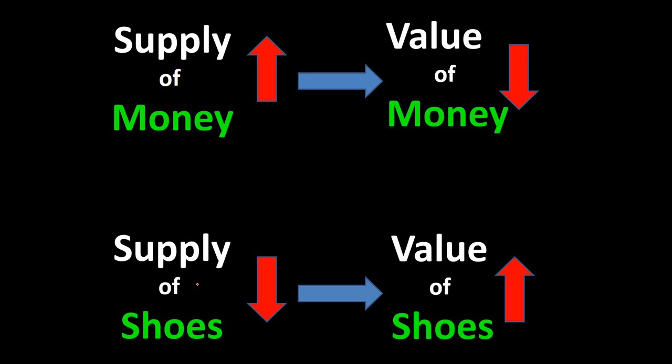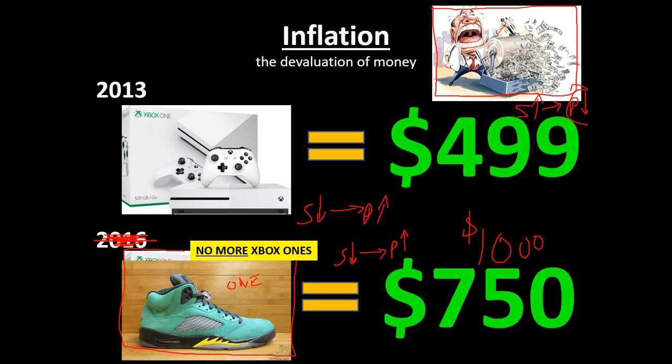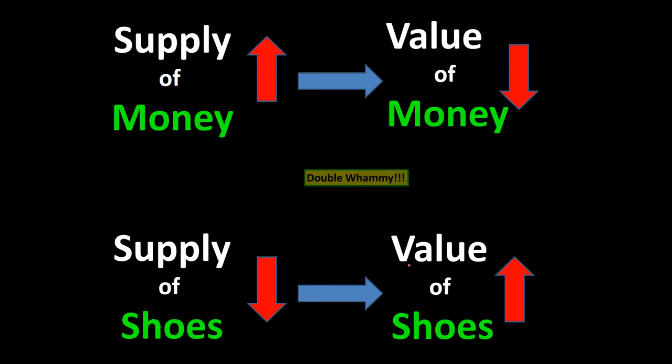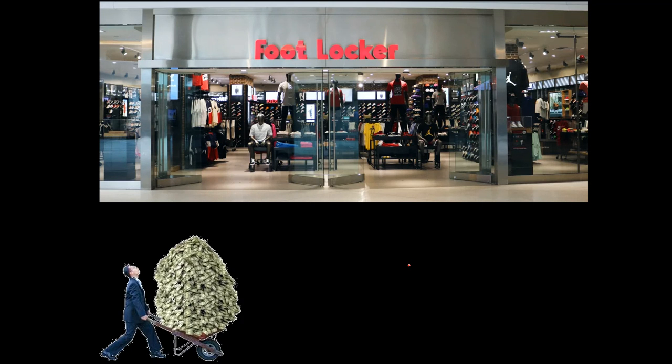And when you've got this double whammy where supply of money goes up, price of that money actually goes down, the supply of the shoes goes down, and the price of the shoes goes up, what we have is a scenario where if you go to Foot Locker, you have to roll in with a barrel of money. It takes a lot more money to buy a pair of shoes. You're probably looking at that and saying, that's awesome, a barrel full of money. No. Are you listening to me? This is not good. This is bad, because the money is not worth anything. It's not a lot of money, because each dollar is not worth what it used to be.